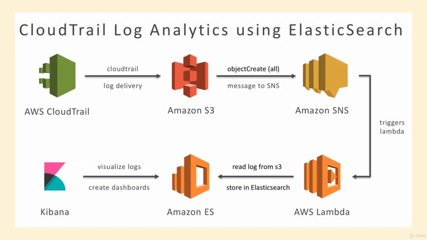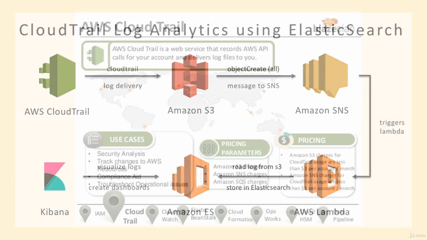CloudTrail log analytics could be performed using Elasticsearch. CloudTrail would deliver the log to S3, and S3 will message SNS, where SNS would trigger the Lambda event, and a certain Lambda script would be executed to store data in Elasticsearch, or it could be integrated with other third-party tools like Kibana.